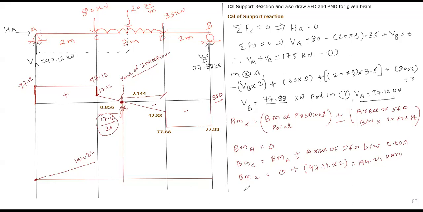So can I write here, bending moment at x? What is the previous point c, and what is the value of point c? 194.24. Type it in the calculator. Yes or no? Is this much clear? Write 194.24 in the calculator. Then what is the nature of shear force between x to c? What is the nature of the area of the shear force diagram from x to c? Plus. So write plus in the calculator.